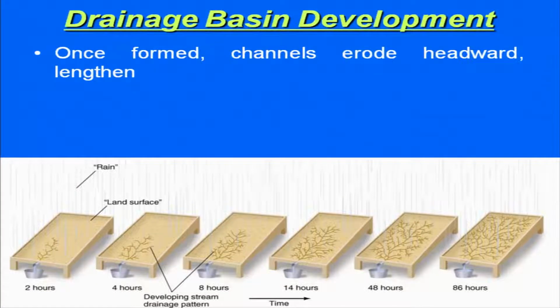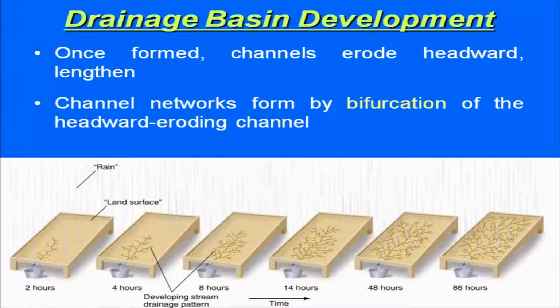Moving further ahead, we have already discussed how the basin is formed. This experiment shows that over time, with the same amount of precipitation, from 2 hours to 86 hours on the same constant slope, headward erosion slowly takes place, and that results in the evolution of the drainage basin. So basically it erodes headward and smaller streams join.